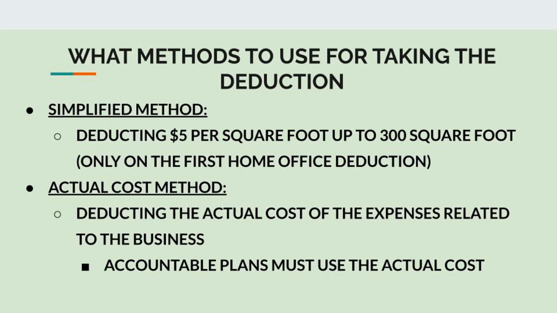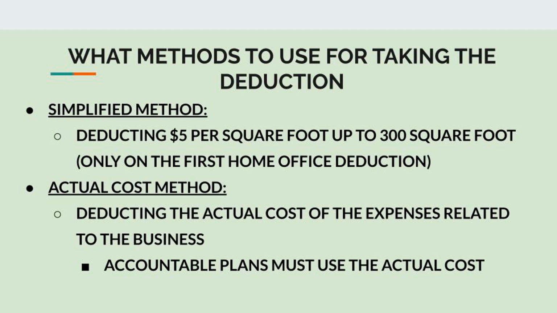So how do we go about actually taking the home office deduction? There are two methods. The first one is the simplified method, although it does have some limitations. Essentially, the simplified method allows you to deduct $5 per square foot up to 300 square feet of the space that you have designated for your home office, to calculate your home office expense.